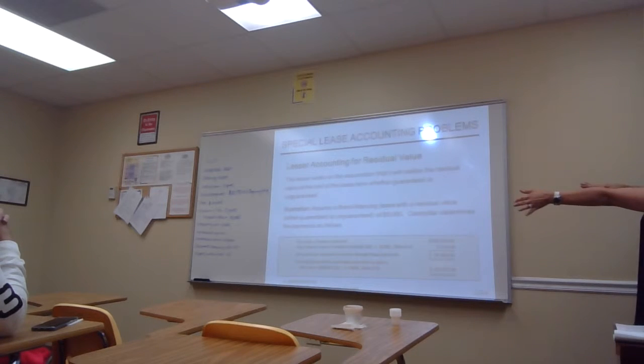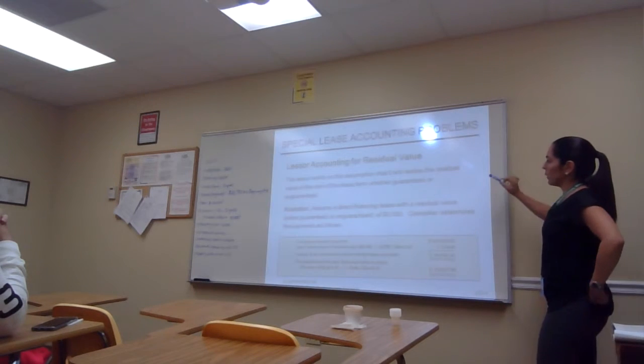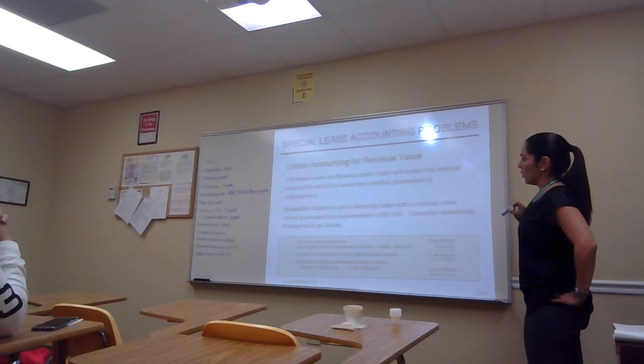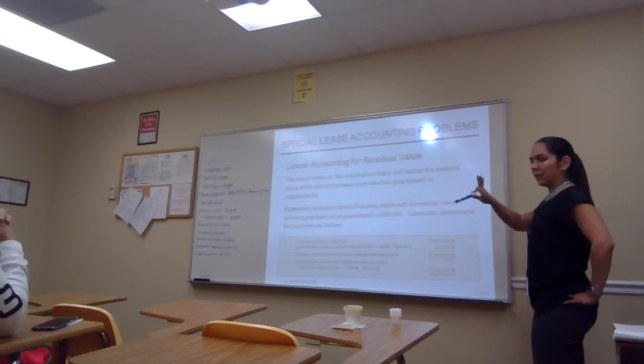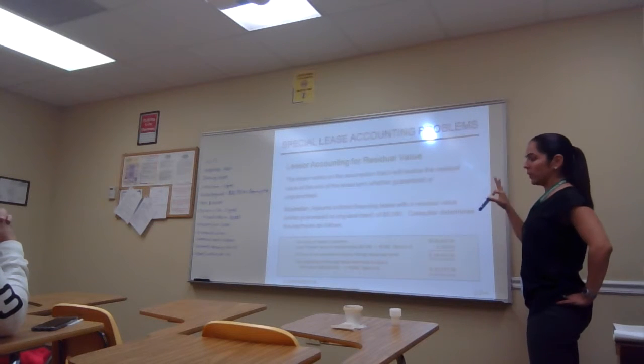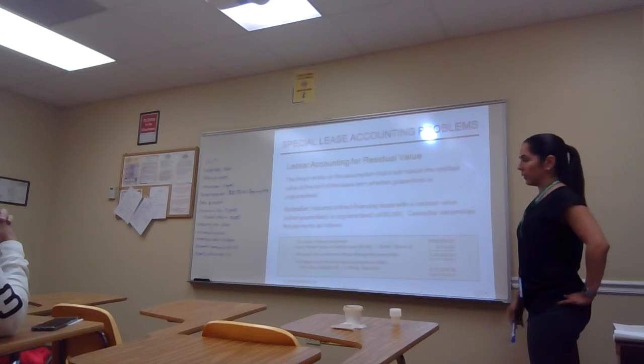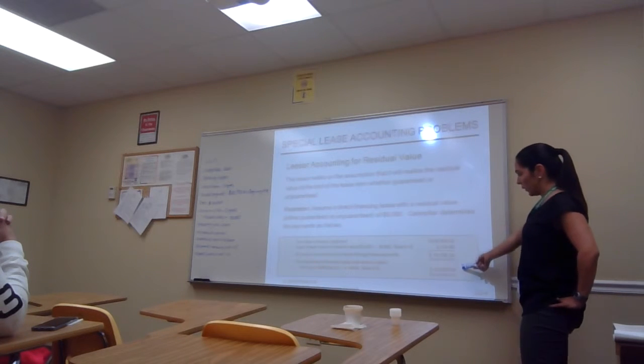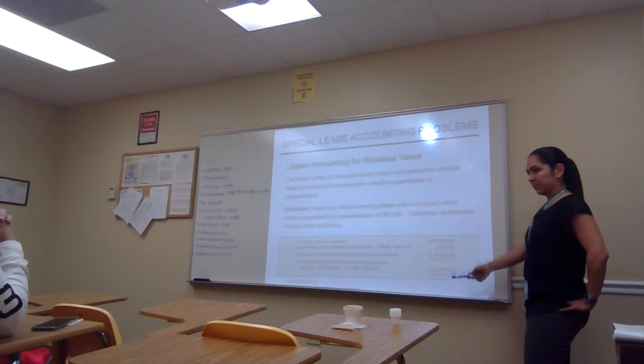So that was the lessee side of it. Now on the lessor side for residual value, the lessor works on the assumption that it will realize the residual value at the end of the lease term, whether guaranteed or not. So for the lessor, it doesn't matter if it's guaranteed or not. They always assume they're going to recognize the residual value. Okay? So you'll always use the first method that we did.